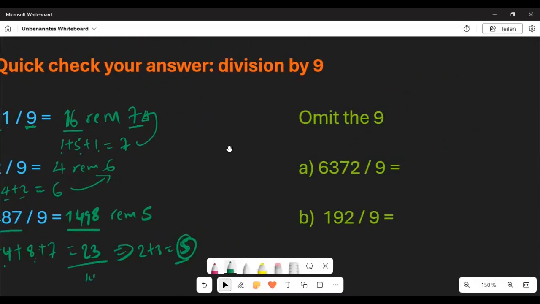That is one way of checking whether the answers are right. Apart from that, there's another way, which is called omitting the 9s. When we have 6372, it's kind of obvious: 9 goes into 63 7 times, 9 goes into 0 0 times, and 9 goes into 72 8 times. So we have 708, and in this case we don't have any remainder. The remainder is 0.